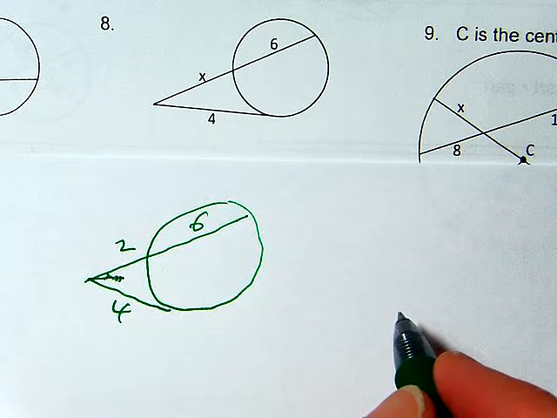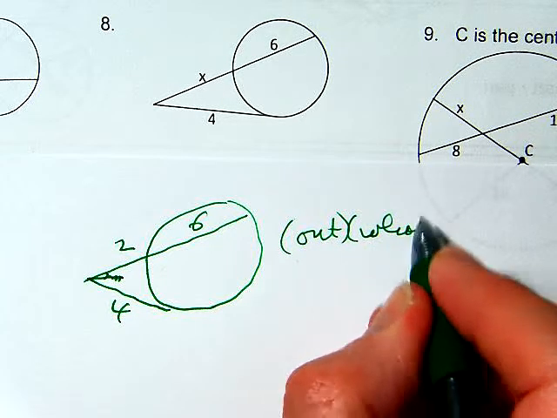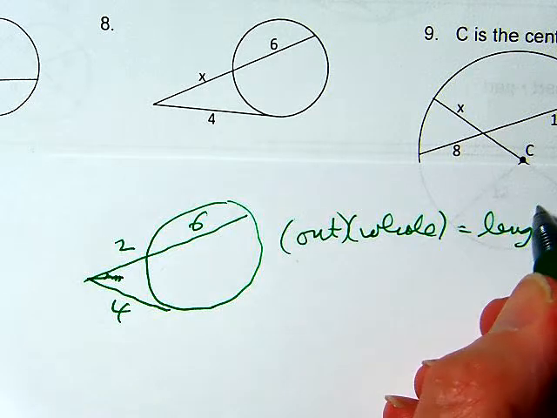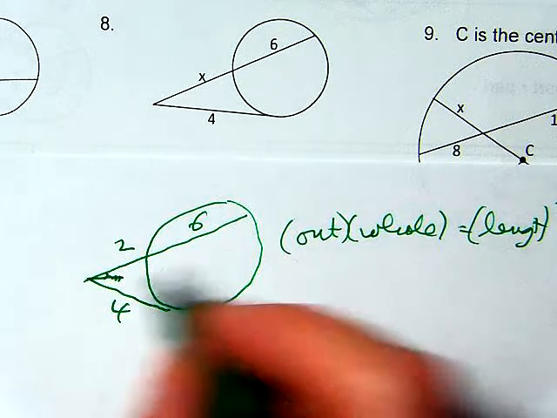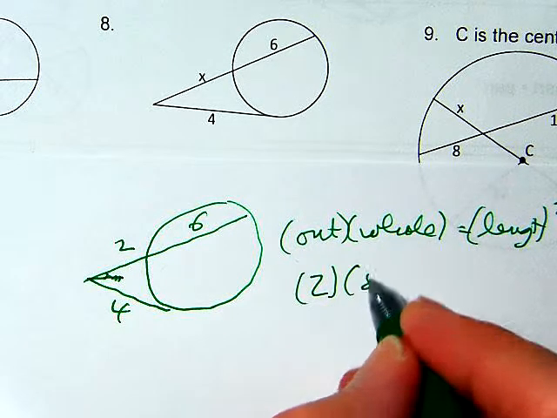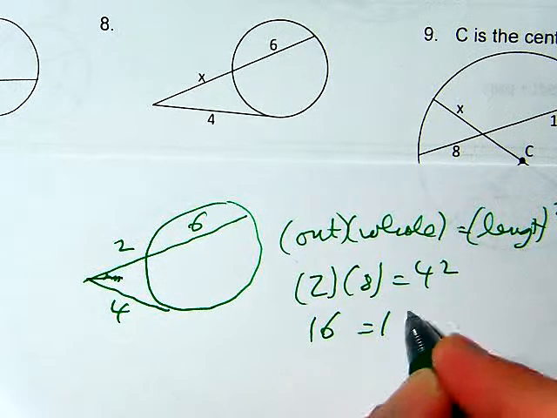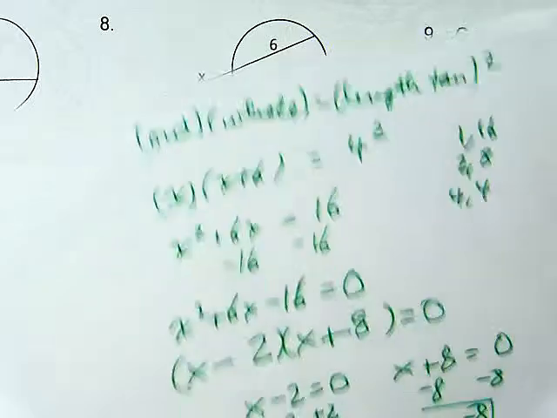Let's check and see. Is it true that the outside times the whole equals the length squared of the tangent? The outside is 2. The whole is 8. Does that equal 4 squared? Does 16 equal 16? You bet. So therefore the answer here is x equals 2. That is the correct answer.